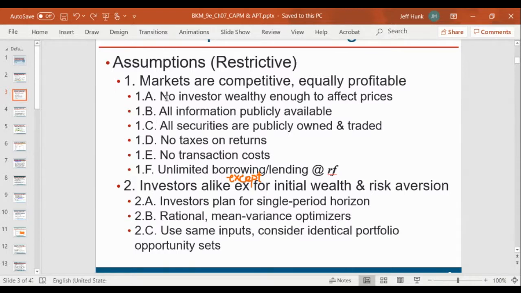But just like perfect competition, all investors must be about the same size, so that no one investor is significantly wealthier than others to affect the prices. And also, all information is publicly available. This is an assumption that is violated in reality, because some investors have privileged information, right? And obviously, that private information is what makes the difference.